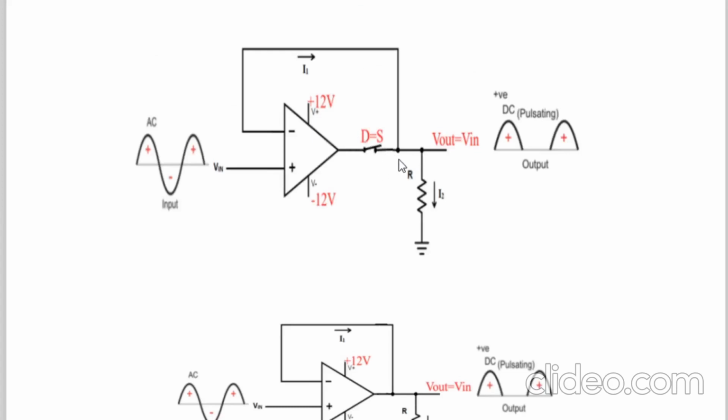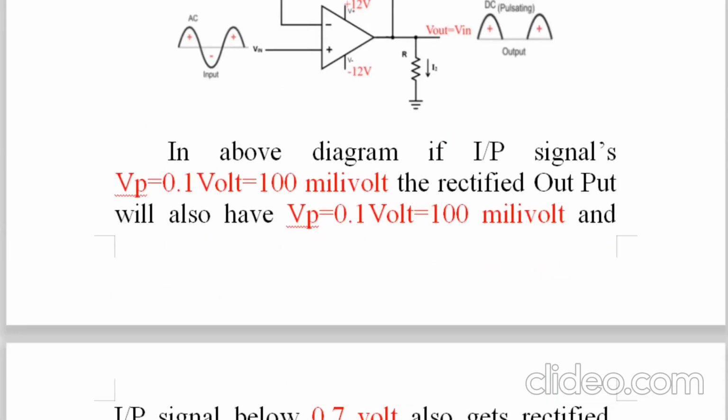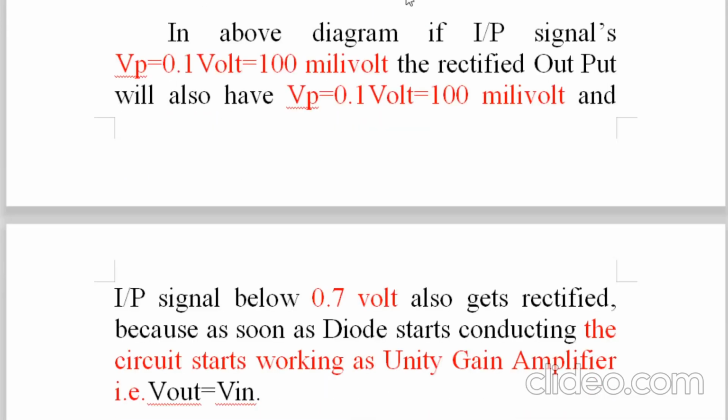So this is better. So now let us proceed next. In the above diagram, if input signal Vp is 0.1 volt, that is 100 millivolt, the rectified output will also have Vp equal to 0.1 volt, equal to 100 millivolt, because the diode already started conducting at 10 millivolt only.